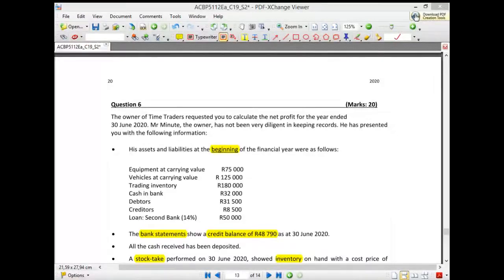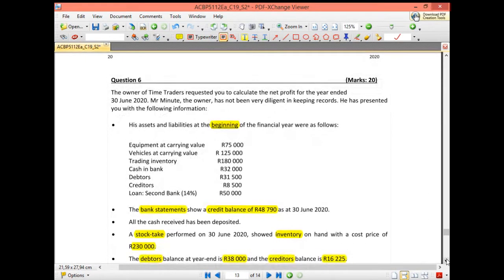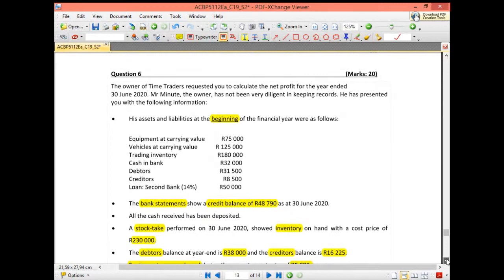Okay, welcome back everyone. So we are going to continue now with questions 6 and 7 in the session. So question 6, let's quickly see what was required of you guys. Okay, so you can see question 6 is a 20-mark question.